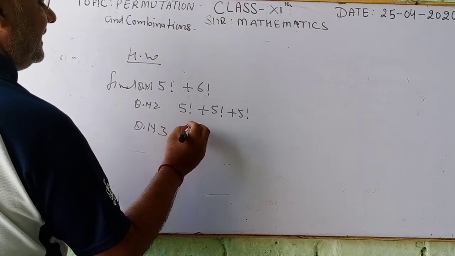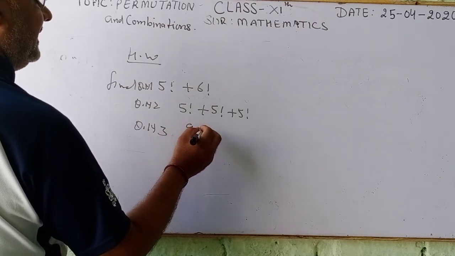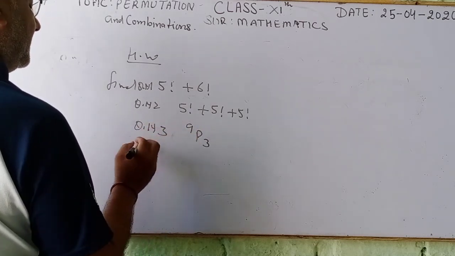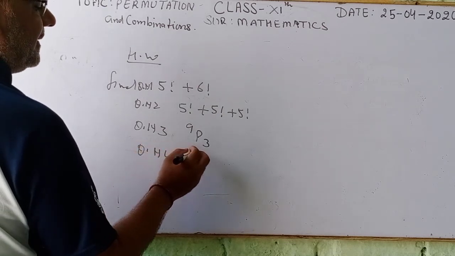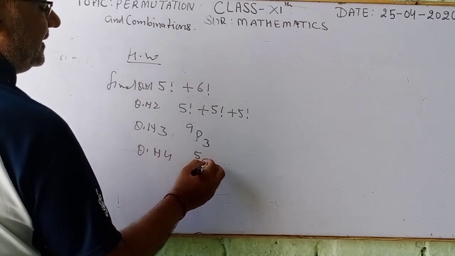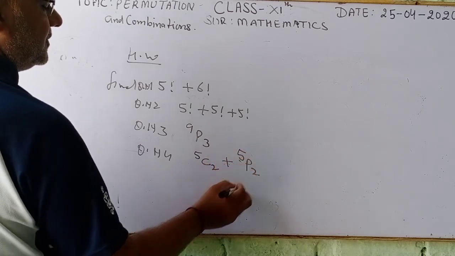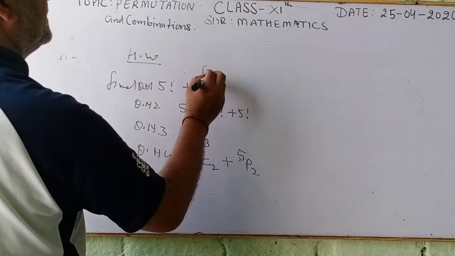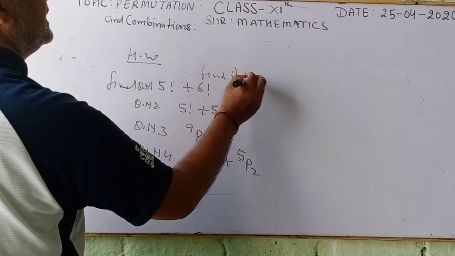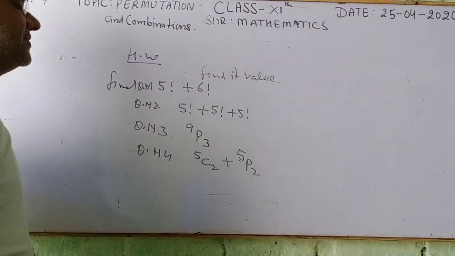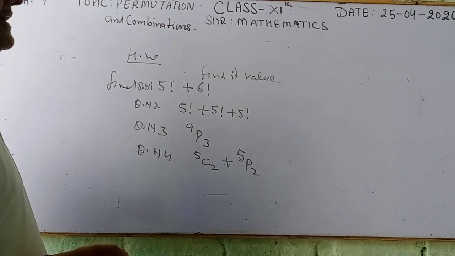Question number 3: we are taking 9P3, find its value. And question number 4: 5C2 plus 5P2, find its value. So try these questions as well as exercise 7.1.